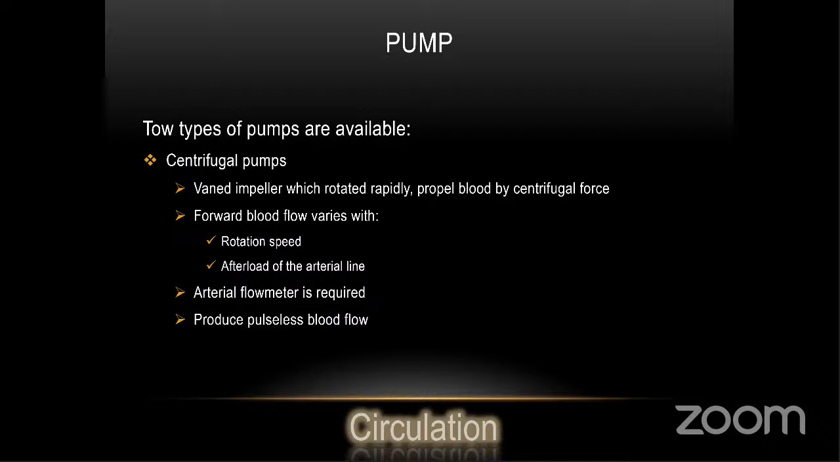The centrifugal pump is a vaned impeller which, when rotated rapidly, propels blood by centrifugal force. Forward flow in this pump is affected by rotation speed and the afterload of the arterial line. So an arterial flow meter is required when using this type of pump, and it produces pulseless blood flow.